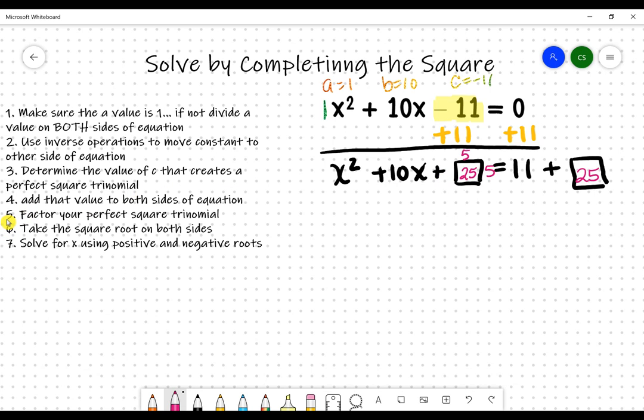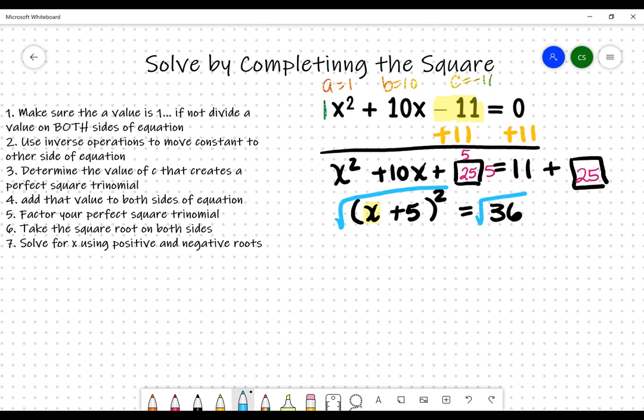All right, now it says factor my perfect square trinomial. I know that my square has a side length of x plus 5. So I just factored it, and 11 plus 25 is 36. Now, the goal is to solve for x, but x is being raised to the power of 2. The inverse operation of getting rid of a square is taking the square root. So to get rid of a square, I have to take the square root. If I take the square root of one side of the equation, I have to take the square root of the other side of the equation.